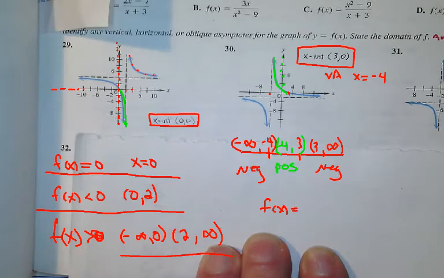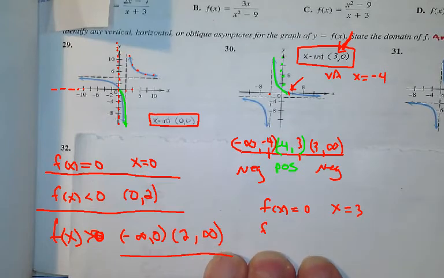The function equals 0 when x equals 3. How do I know that? Because that's the x-intercept. It says so right there, right? That's where it says that. And it says so right there, too, right? That's the x-intercept. All right.